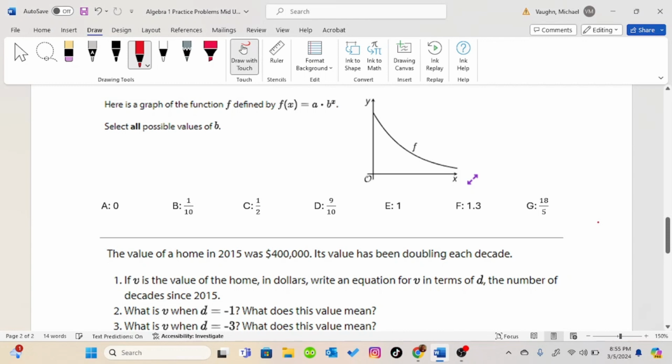Here is a graph of the function f defined by f of x equals a times b to the power of x. Select all possible values of b. So the first thing to understand is that b is the variable with an exponent. So b is the growth factor.